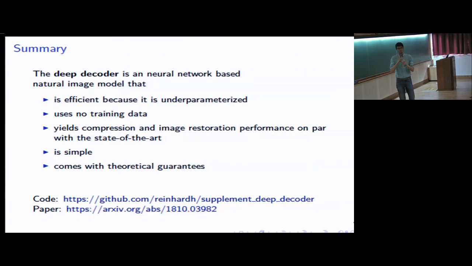So what happens if you learn the parameters and then change the input to the network, the random input that you are keeping fixed? Do you get other natural looking images, or do you get garbage?